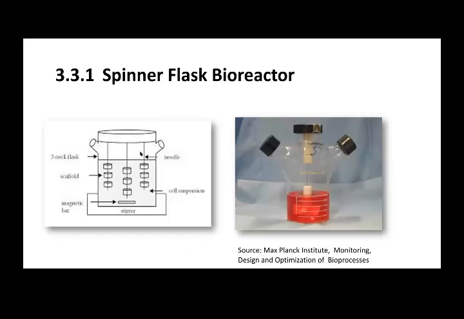There's a different type of bioreactor as well, known as the spinner flask bioreactor. In this, we can see there's a flask right here. There are multiple scaffoldings inside it, with cell suspensions on the scaffolding, and a magnetic bar at the bottom, obviously for the spinning purposes.